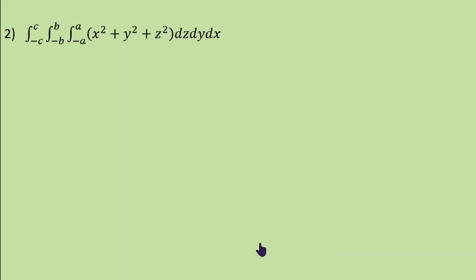One more example. Here, integrate from minus c to c, minus b to b, and z varies from minus a to a, x square plus y square plus z square, dz, dy, dx. First, you integrate with respect to z, z varies from minus a to a.